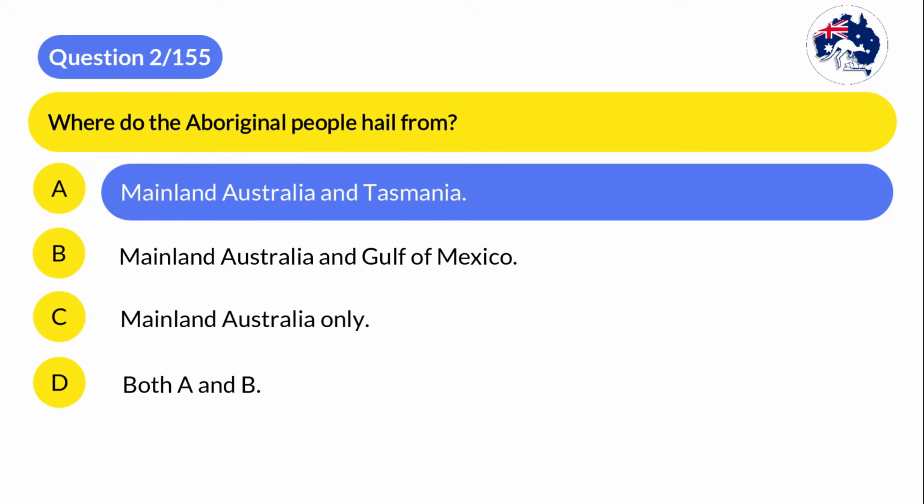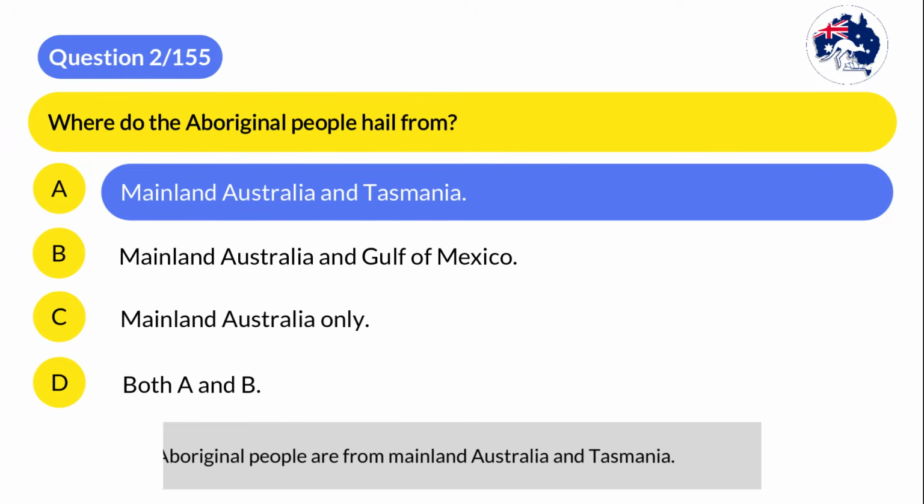Mainland Australia and Tasmania. Explanation: Aboriginal people are from mainland Australia and Tasmania.